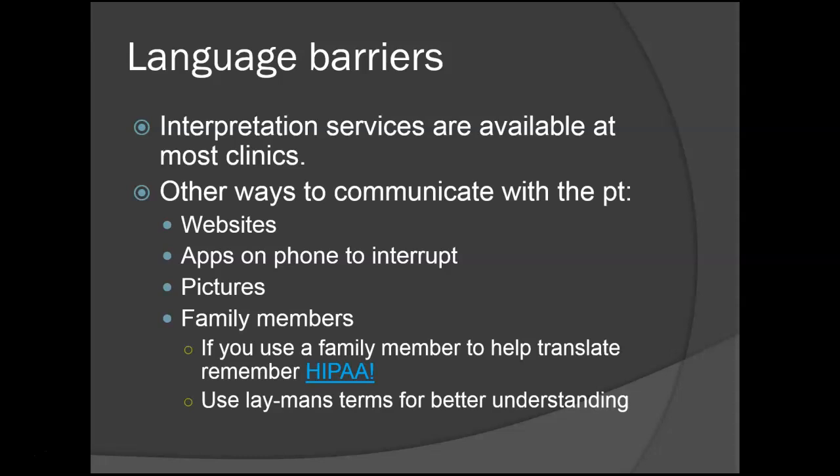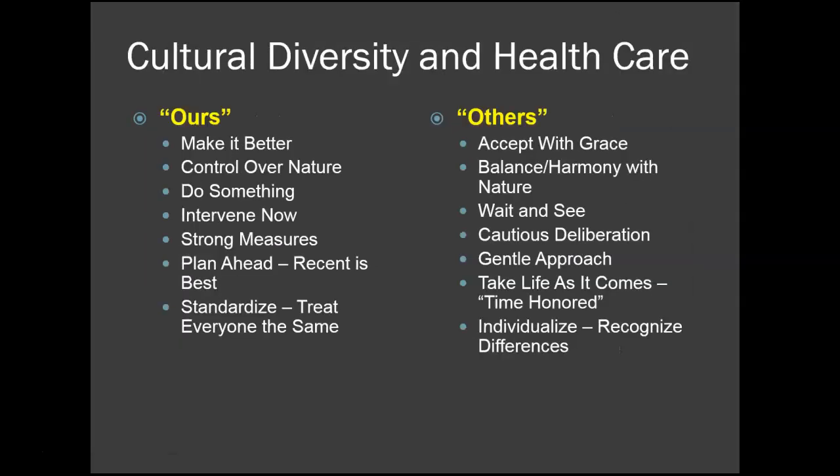Some other ways to communicate with the patient: you have websites, apps on the phone to interpret, pictures, family members. If you are using a family member, you need to make sure that they're on HIPAA because you're going to say things to that member that could break HIPAA. So you need to make sure that they're on there to be able to translate. And also using layman's terms. So saying it as easily as possible in the plainest language you can so that they're able to understand it.